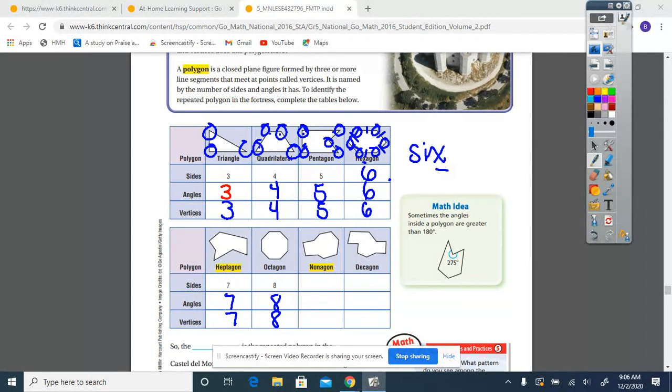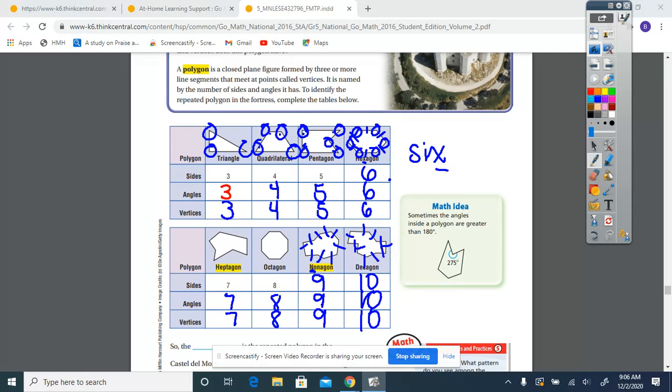Nonagon, think about the n in nonagon. Nonagon and 9 start with the same letter. It has 9 sides. 1, 2, 3, 4, 5, 6, 7, 8, 9. 9 sides, 9 angles, and 9 vertices. Decagon, think about decade. A decade has 10 years in it. So 10 sides, 10 angles, 10 vertices. And you can count those off.